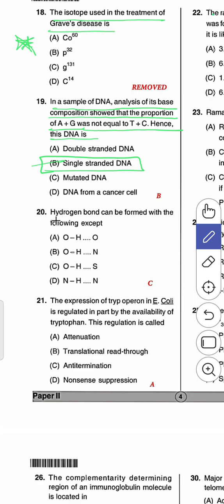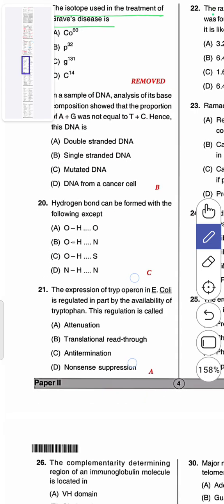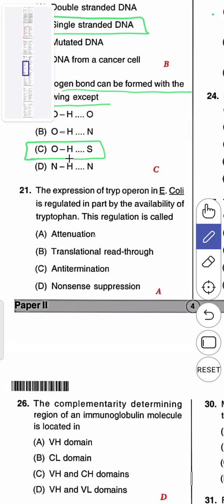Then 20th question, hydrogen bonds can be formed with the following except... that is, C is the right answer for this question. Then read out the 21st question.